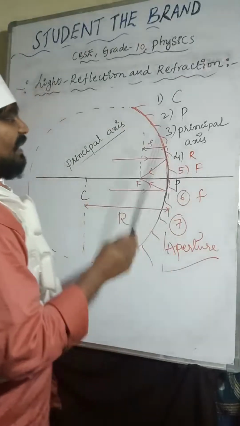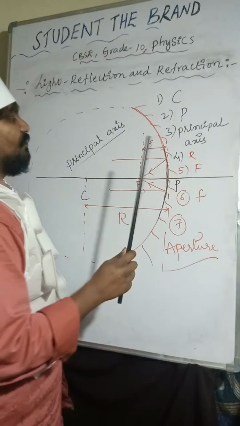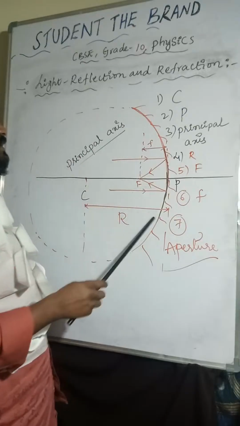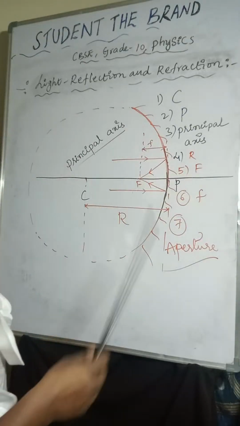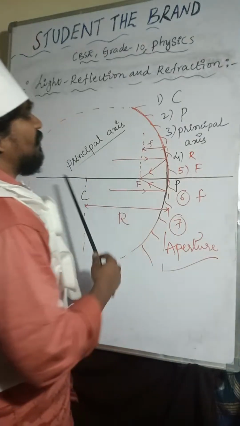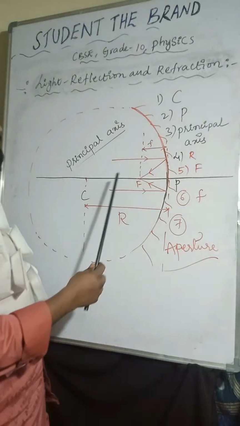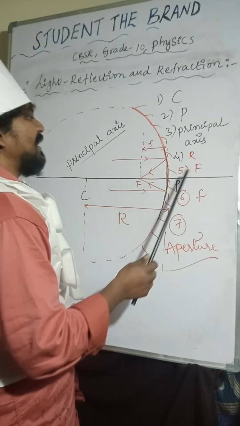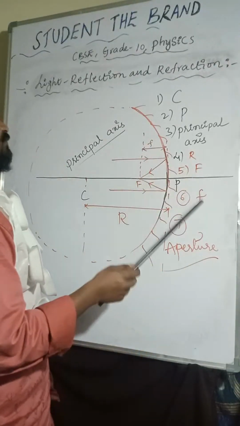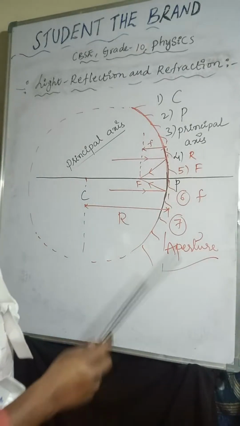Focus will be written with a capital letter. Focal length will be represented with a small letter. What is focus? After reflection, light rays meet at one point on the principal axis, called the focus. The distance between the focus and the pole is called the focal length. The width of the mirror is called the aperture.